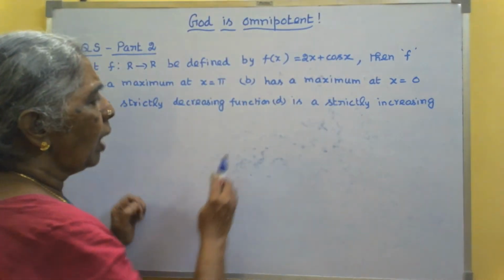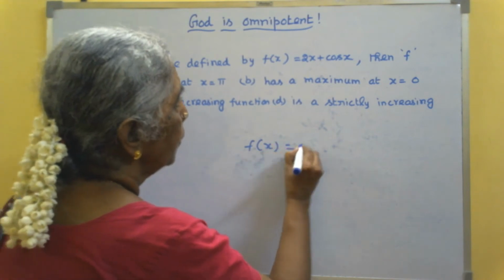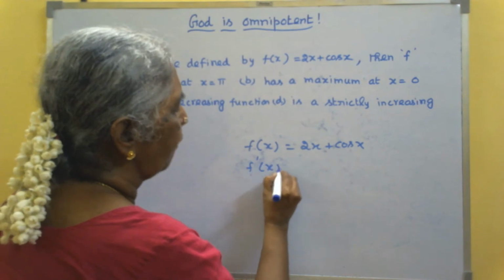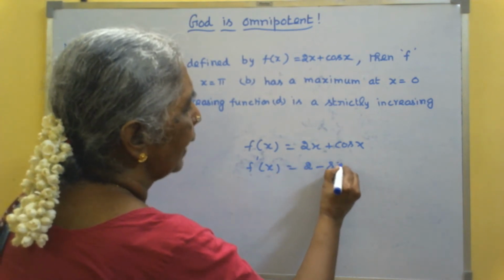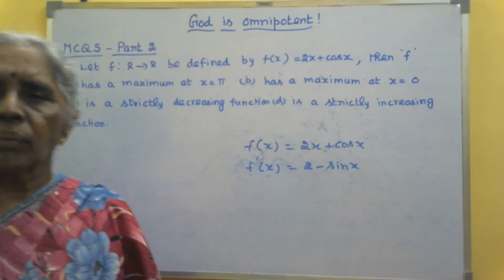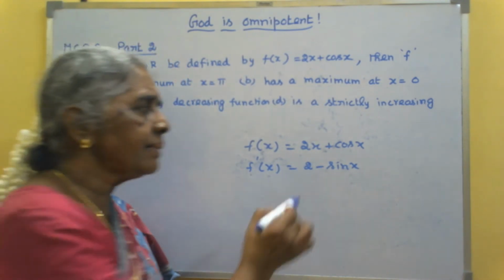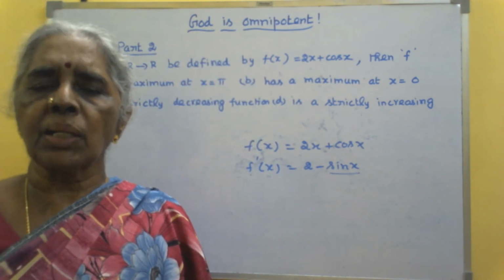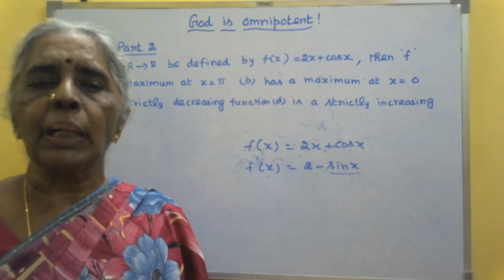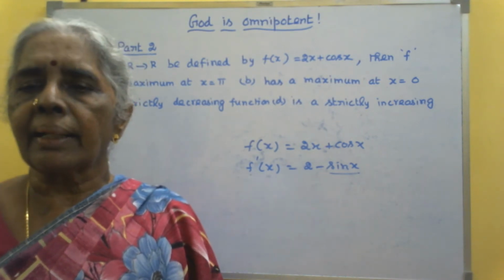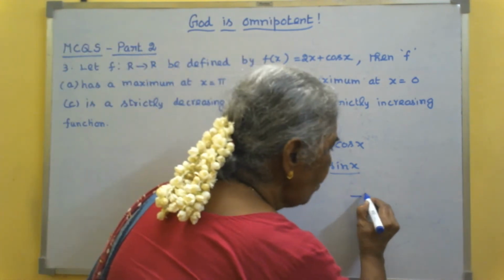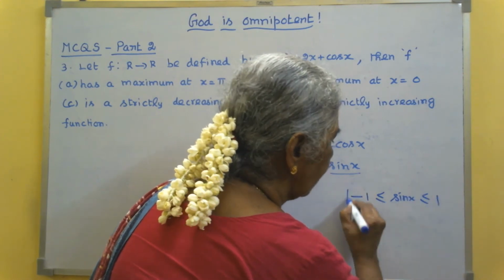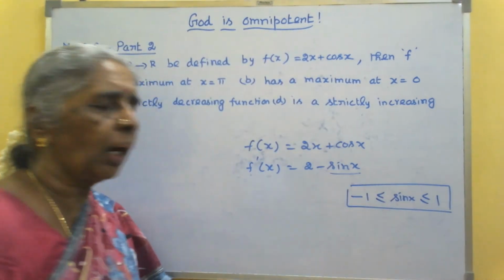Anyway, we have to find f dash of x to find out what we get. Now our f of x is equal to 2x plus cos x. Now let us find f dash of x. You will get 2 minus sin x. Here you should remember one concept. This sin x value always oscillates between minus 1 and 1. It will not be below minus 1. It will not be greater than plus 1. We usually say minus 1 is less than or equal to sin x, which is less than or equal to 1. This is one concept you have to remember.